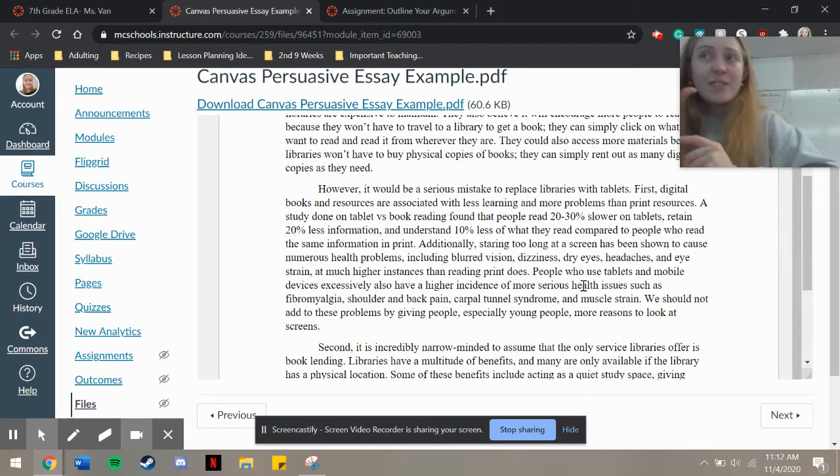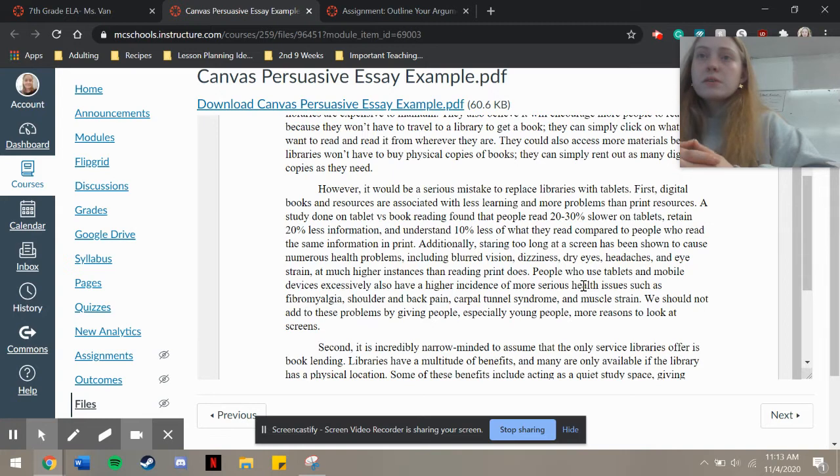However, that word always shows there's a shift or a change coming. It says, however, it would be a serious mistake to replace libraries with tablets. All right, finally we get our author's opinion. So this is where we get our thesis, or this is what the author's thesis is. This is what they truly think. However, it would be a serious mistake to replace libraries with tablets.